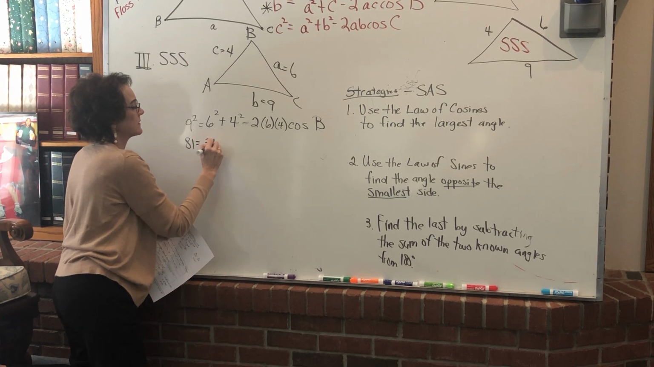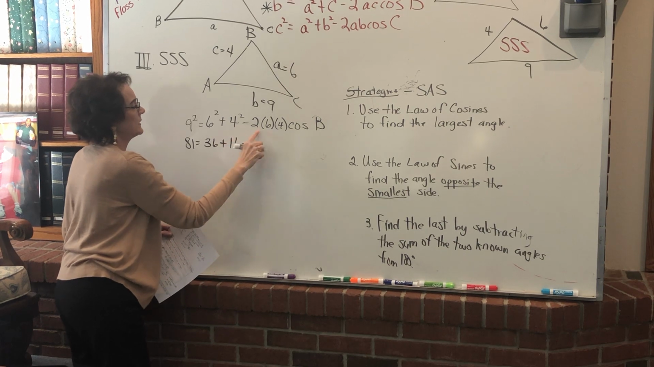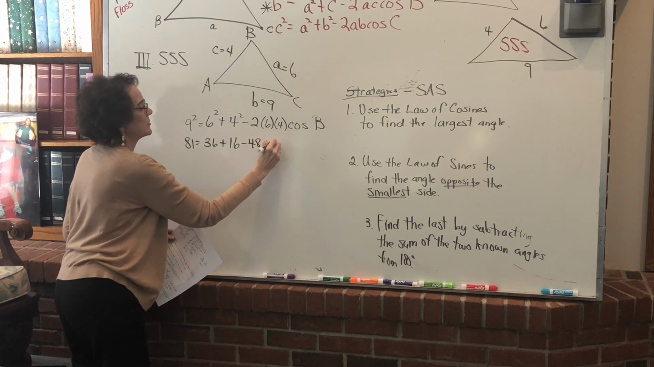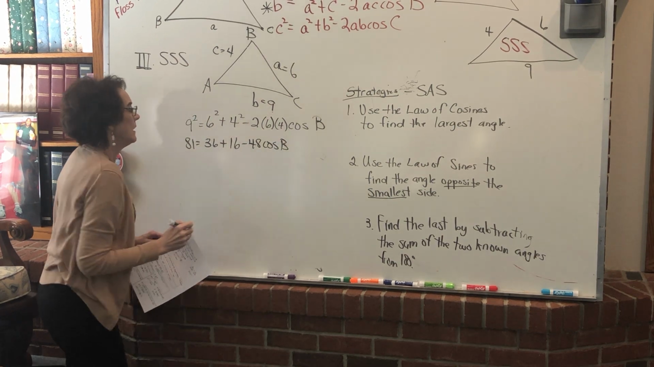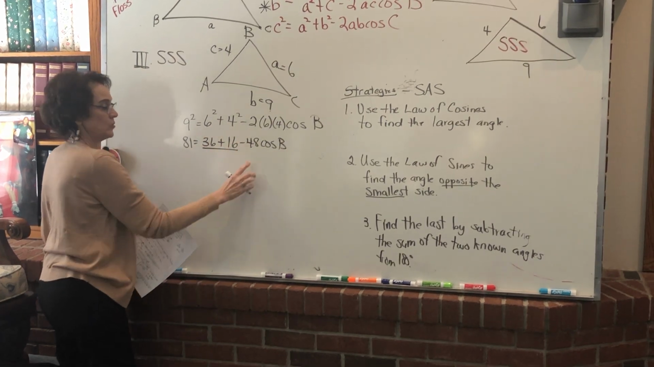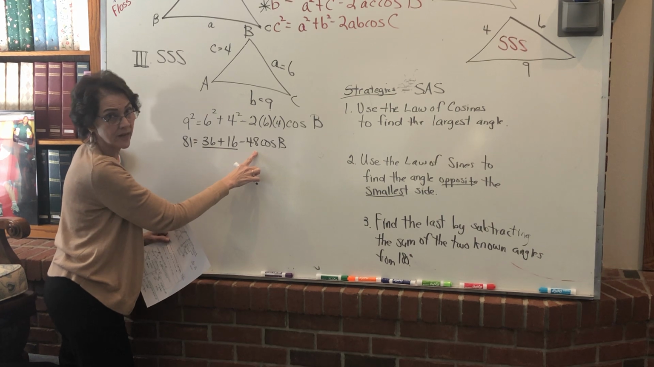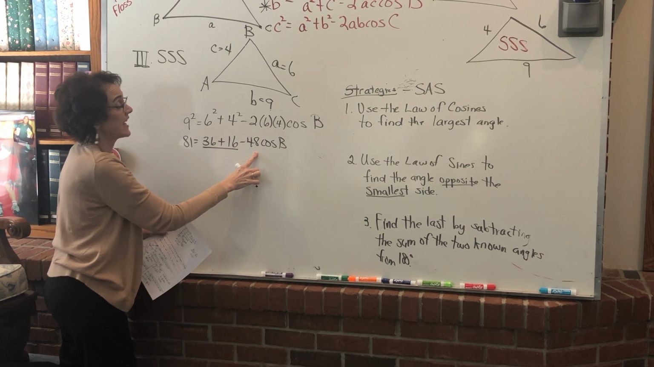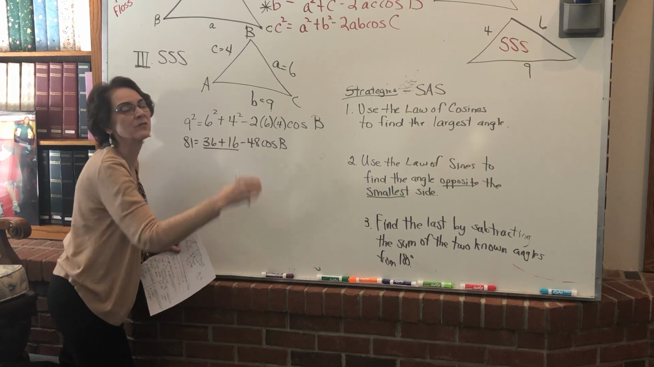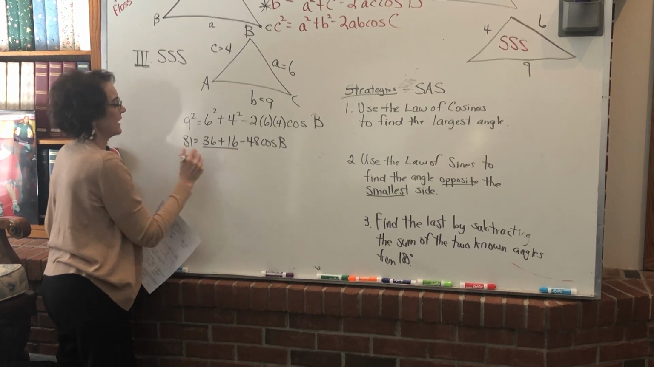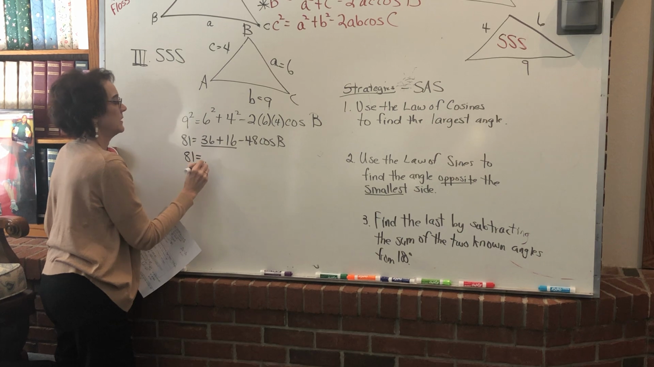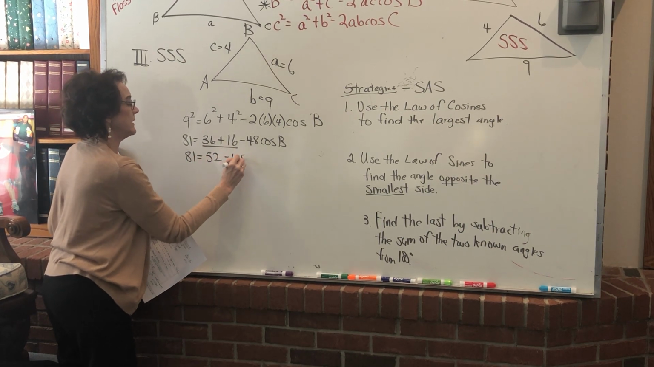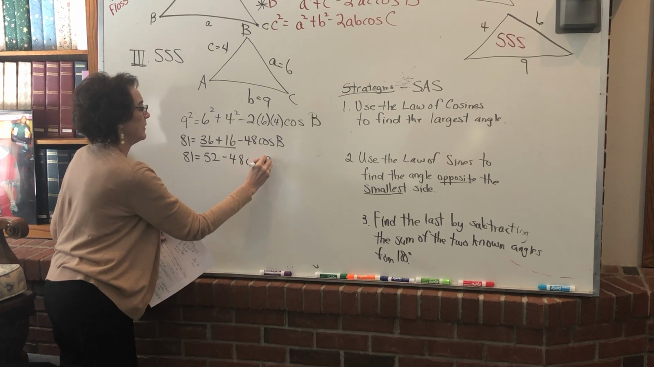81, 36, 16 minus 24 times 2, 48 cosine B. All right, then you're going to have to add these two together. You cannot subtract the 48 because it's not just the number 48. It's actually minus 48 times the cosine of B. So you're just going to have to add these two first. So 52 minus 48 cosine of B.